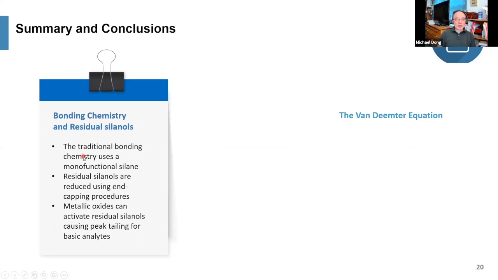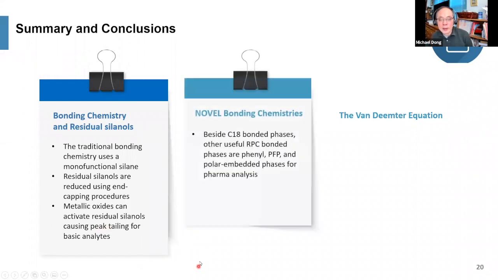So, summary and conclusion. Traditional bonding chemistry uses a monofunctional silane. Residual silanol is reduced using an end-capping procedure using trimethylmonochlorosilane. Any metallic oxide can activate residual silanol groups, causing a problem with peak tailing for basic analytes. Novel bonding chemistry: besides C18 bonded phase, other useful bonding chemistries, in my view, are phenyl, PFP, pentafluorophenyl, and polar embedded phases using amide chemistry or carbamate chemistry.